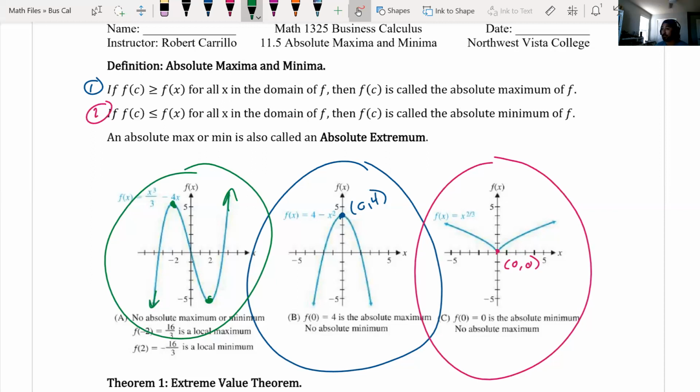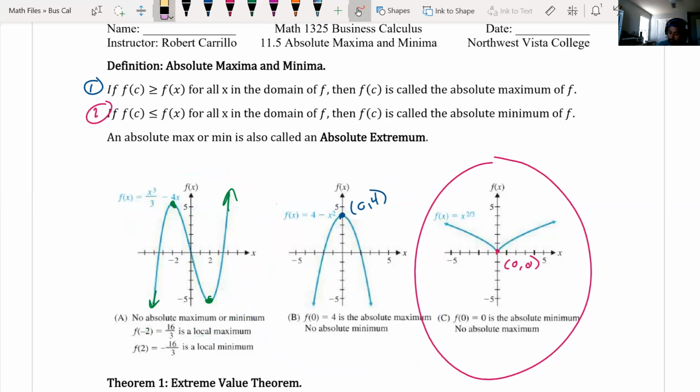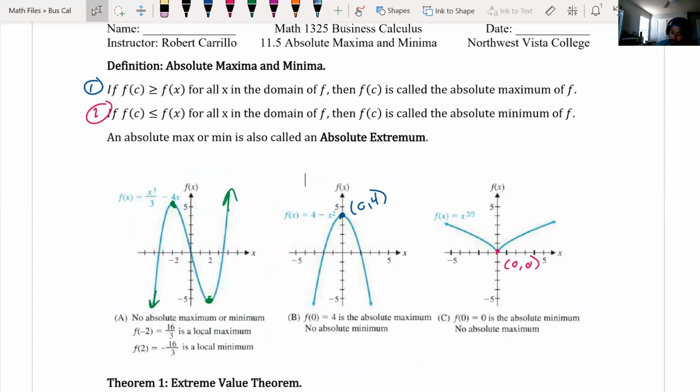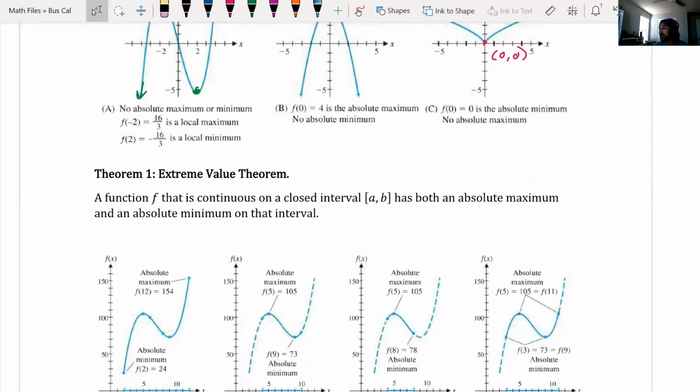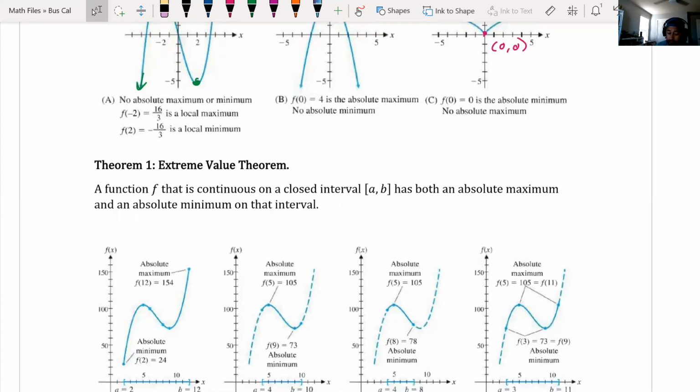So that's what absolute maximums or minimums are: the absolute highest point, the absolute lowest point. And a fancy name for them is called absolute extremum. Okay. Cool. All right. And we come across our first theorem. A function that is continuous on some closed interval will have both an absolute maximum and an absolute minimum on that interval. So we're going to be looking at a closed interval.